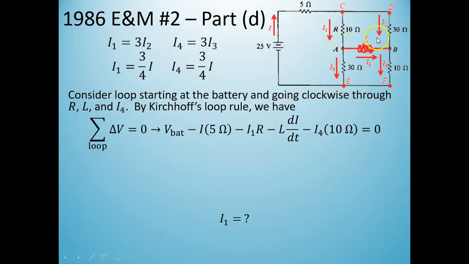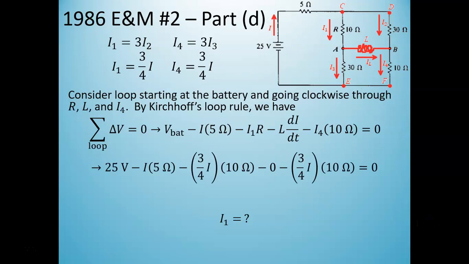Well, luckily, di/dt at this point is 0 because we've reached a steady state. So we're ready to plug in our numbers. And notice that now that we've done this, we have everything in terms of I. The missing variable that we needed was the potential of the battery.